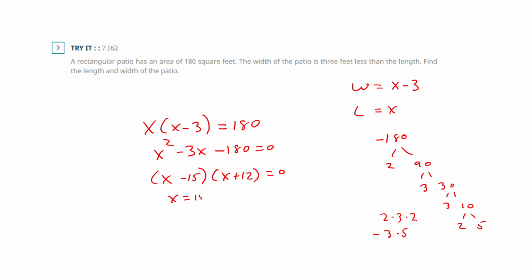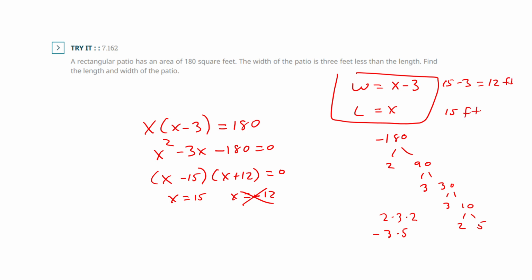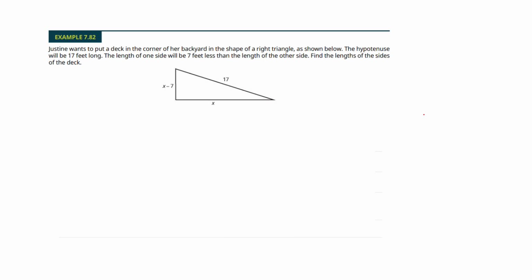Zero product property, negative 12, sorry, okay. Once again, these are lengths, so negative 12 doesn't make any sense. So I'm going to go back to my dictionary. The length is 15 because that was x. The width is 15 minus 3. It is 12. Now I should be putting units on here. I don't often do that, but there's my units.